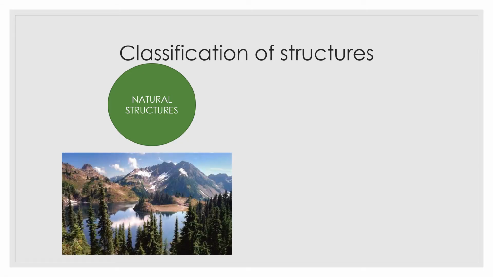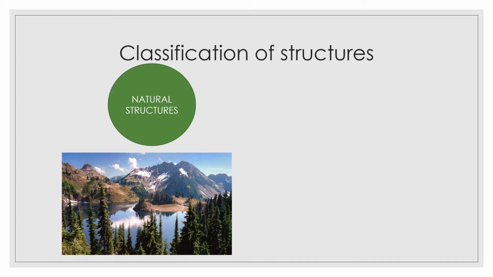Firstly, we have to look at the classification of structures. There are two types of structures you will find. The first one is natural structures. Natural structures are found in nature and are not made by people. For example, mountains, trees, skeletons, rock formations, caves, birds' nests, beehives, etc.